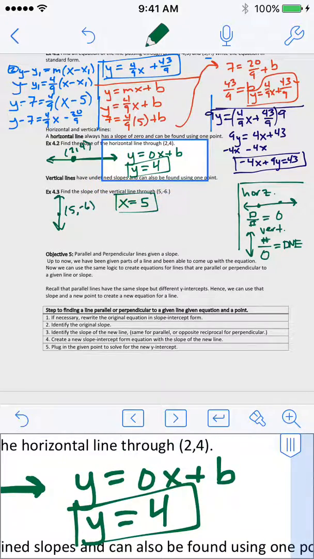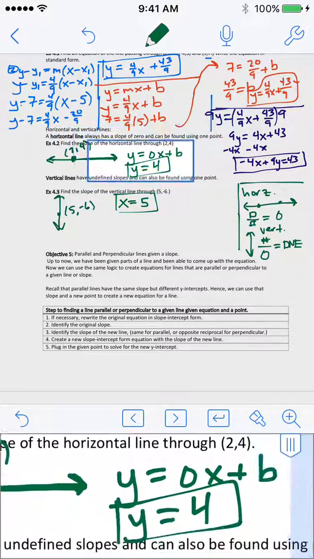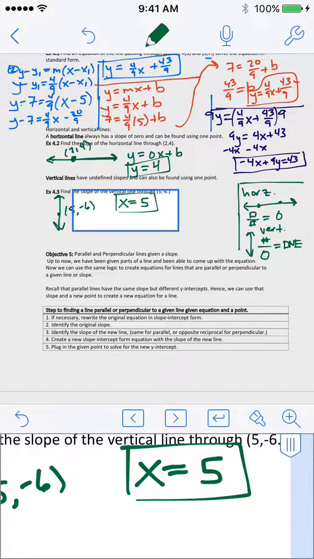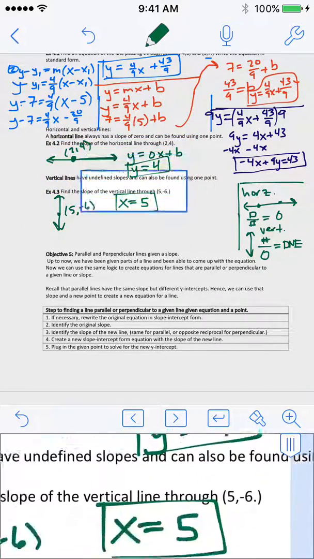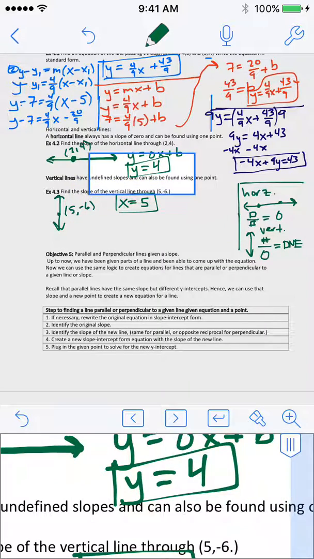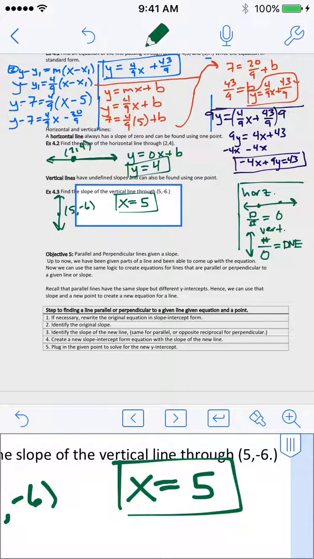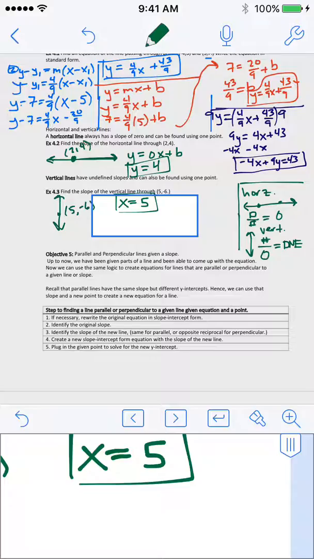So as long as you can keep track of horizontal is y equals, vertical is x equals, then it's very easy to find horizontal and vertical lines, right? Alrighty. That is pretty much it for today.